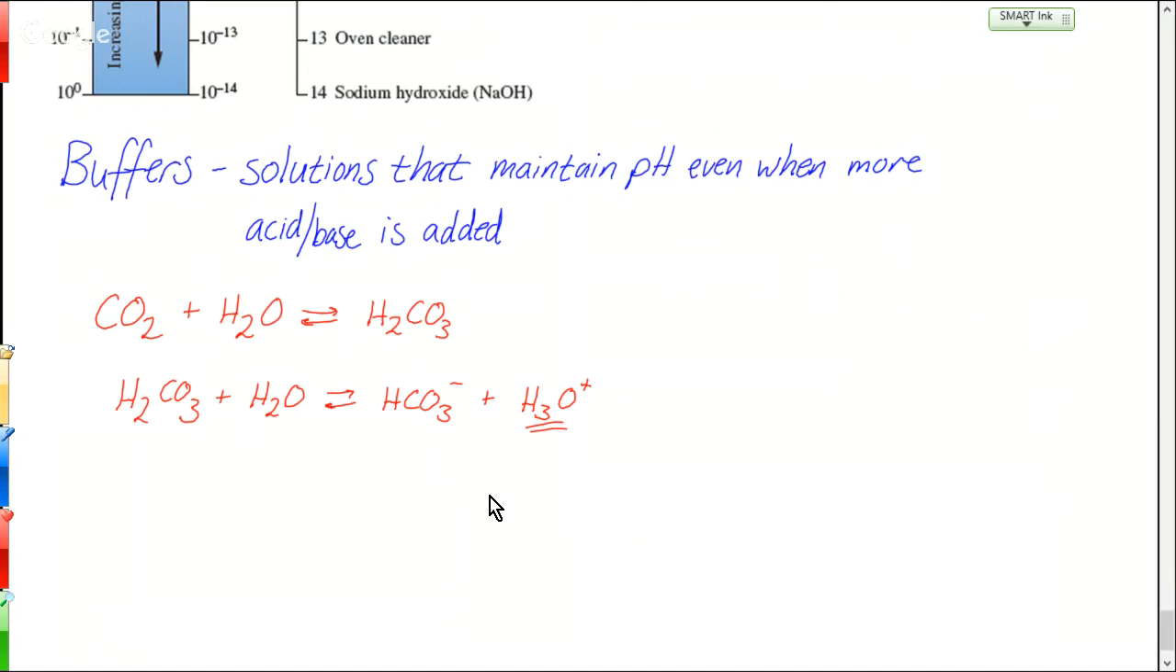We'll see some buffers today in lab. There are some things that we eat, mostly when we eat things, other types of biological products are often buffering. So things like milk, milk is not basic, but milk is buffering, so it can help control your acidity in your stomach.